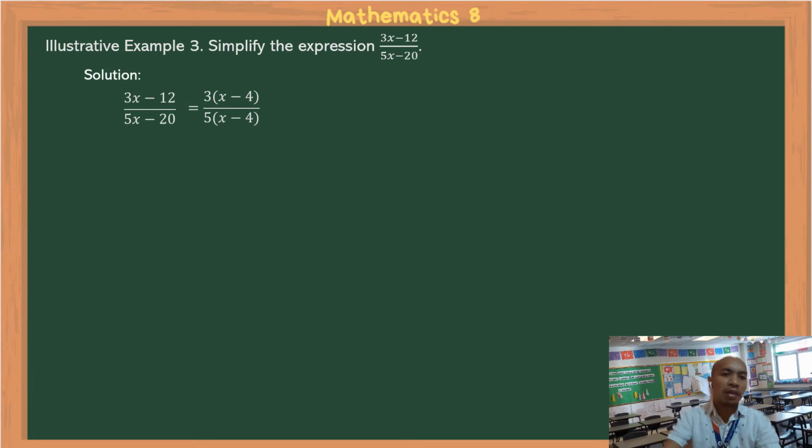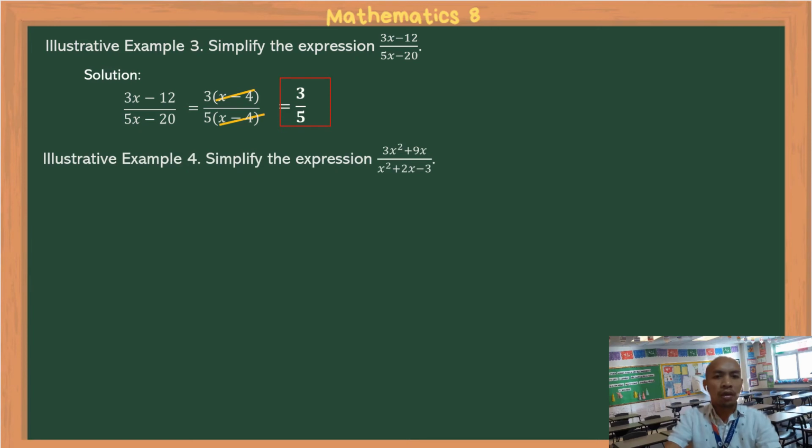We will do the same at the denominator. So our common monomial factor is 5. So 5x divided by 5, that would be x. Negative 20 divided by 5 is negative 4. Notice the x minus 4 and x minus 4 are common factors, so we will cancel them out. What is left now is 3 over 5. So this is now the lowest term of this given expression.